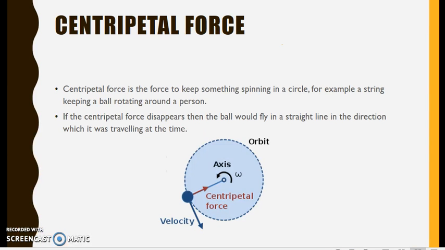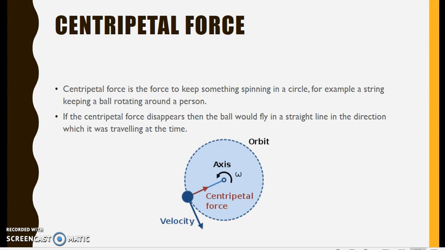Anyways, so today we're going to talk about centripetal force. Centripetal force is the force to keep something spinning in a circle. For example, a string keeping a ball rotating around a person. If the centripetal force disappears, then the ball would fly in a straight line in the direction in which it was traveling at the time. The direction is called a tangent, I think.